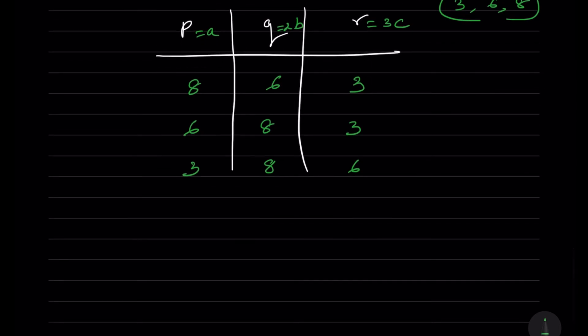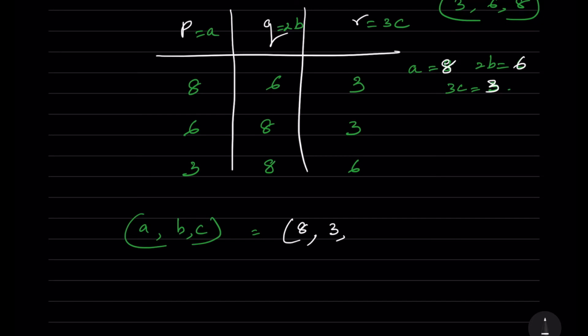So what are the different combinations of ABC we get? PQR, you can have 3 types of combinations. Here first, it can take values as 8, since A is equal to 8, 2B is equal to 6 and 3C is equal to 3. This is the first combination. Just write here, it is equal to 8 comma, here this is 6, so this is 3 over here and this is 8. So 8 comma 6 by 2 is 3, 3 by 3 is 1.